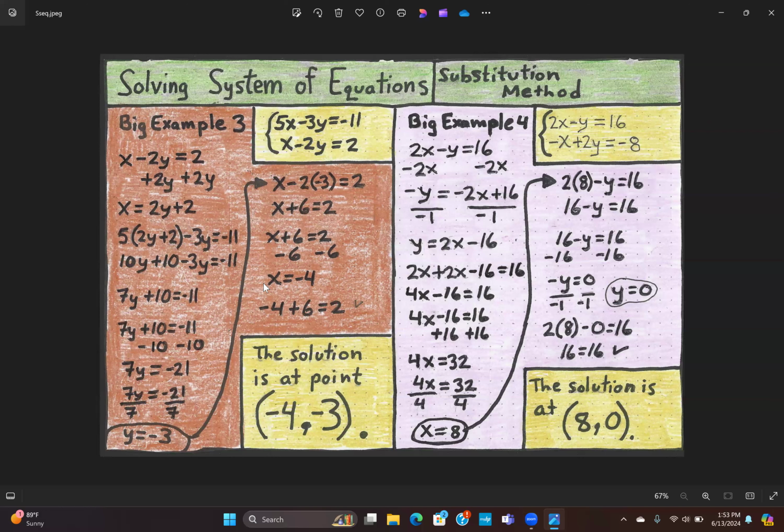And when we do that, we discover that x is equal to negative 4, and we have our solution. The solution is at (-4, -3). That's where these two equations meet.